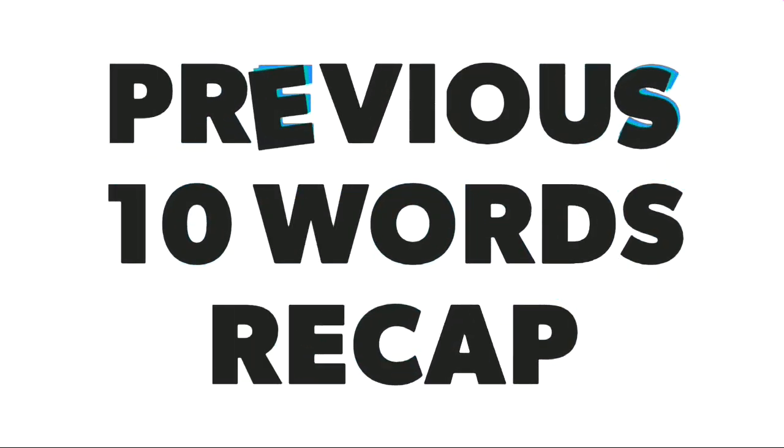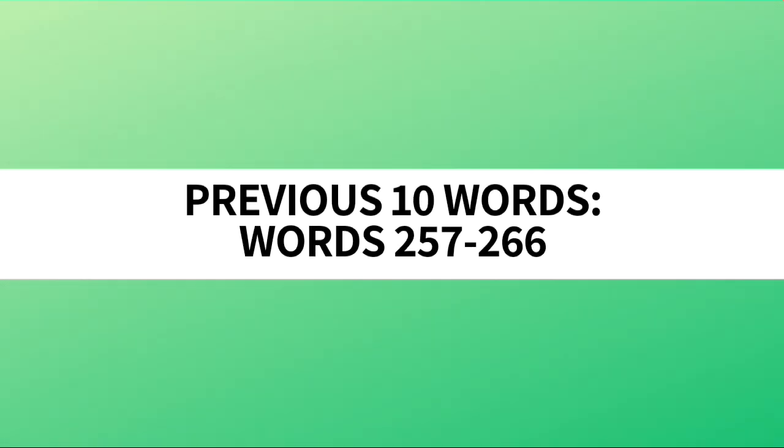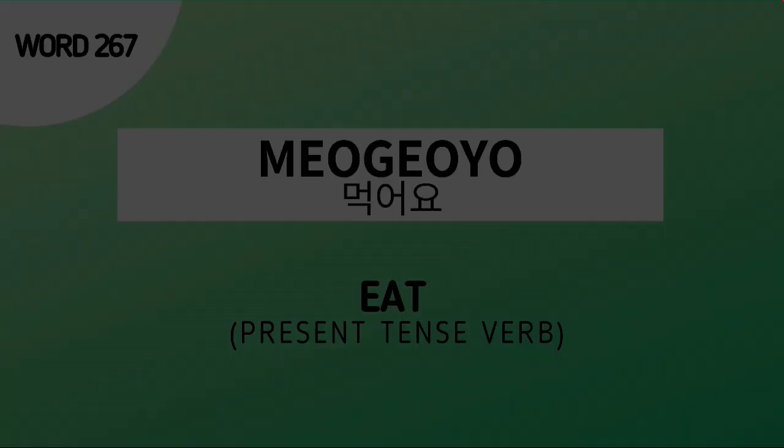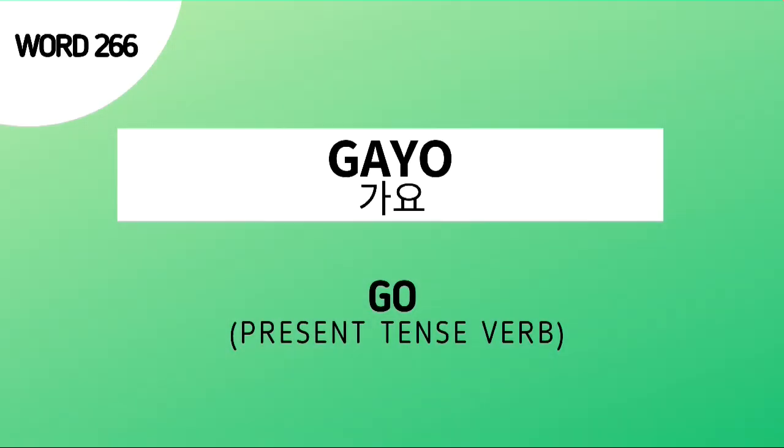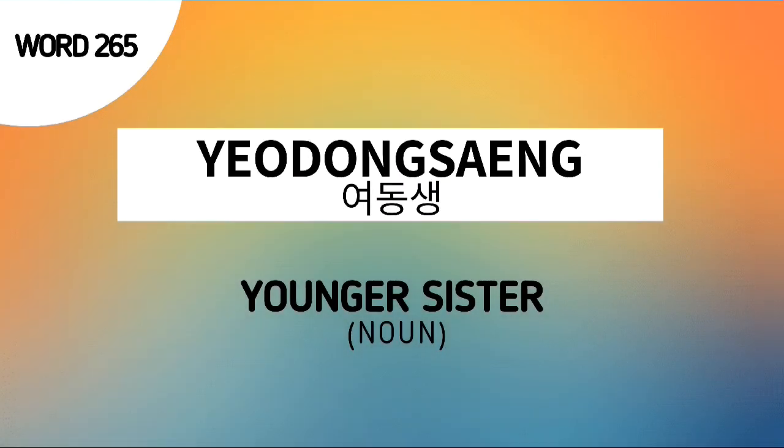Now let's proceed to our previous 10 words recap. As of now, the previous 10 words are words number 257 to 266. But don't forget our word for today, word number 267, 먹어요, which means eat. The first word for our review is word number 266, 가요, which means go. Word number 265 is Dongsaeng, which means younger sister.